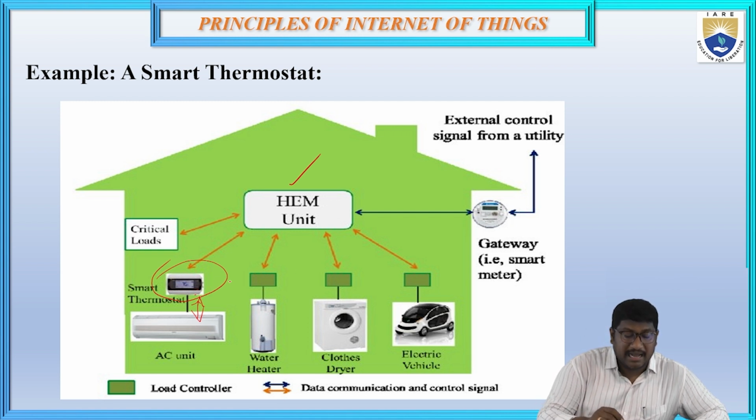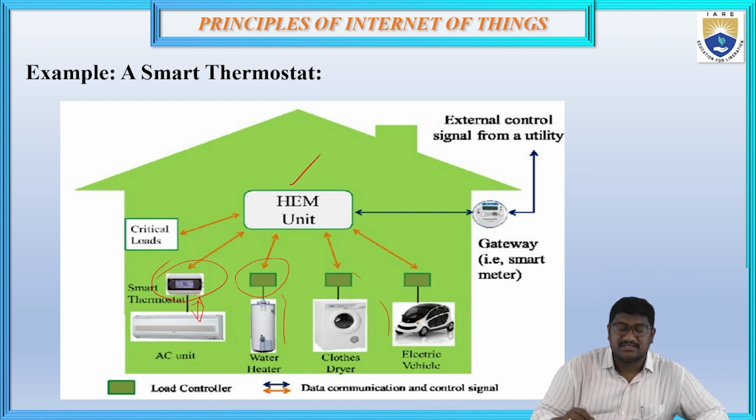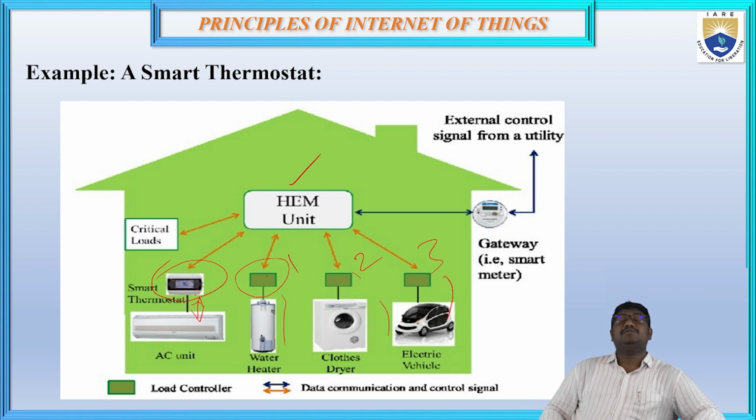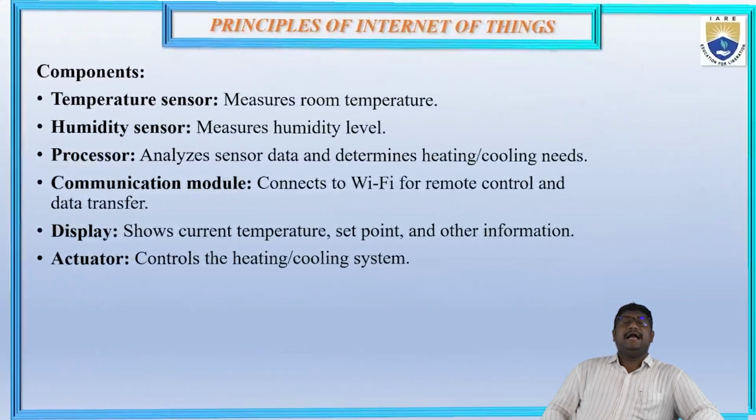And coming to the other sensor which is placed, it is going to adjust the water heater. The other sensor which is placed here is going to adjust the cloth dryer. The other sensor is going to adjust the electrical vehicle. All these load controllers, load controller 1, load controller 2, load controller 3, are used for data communication and controlling signals of that particular device. And this HEM unit is going to control the gateway, which is a smart meter, with the external control signal of the utility. This is how a smart thermostat will function in an IoT device.